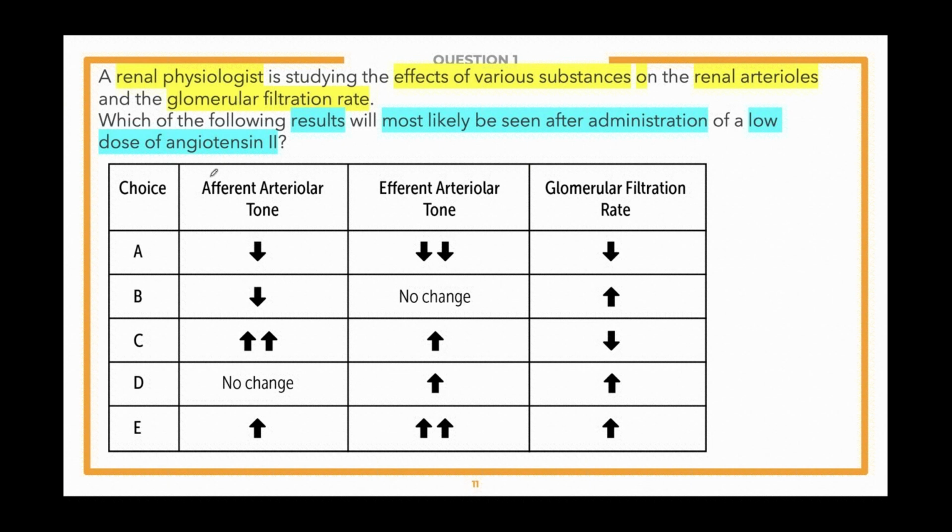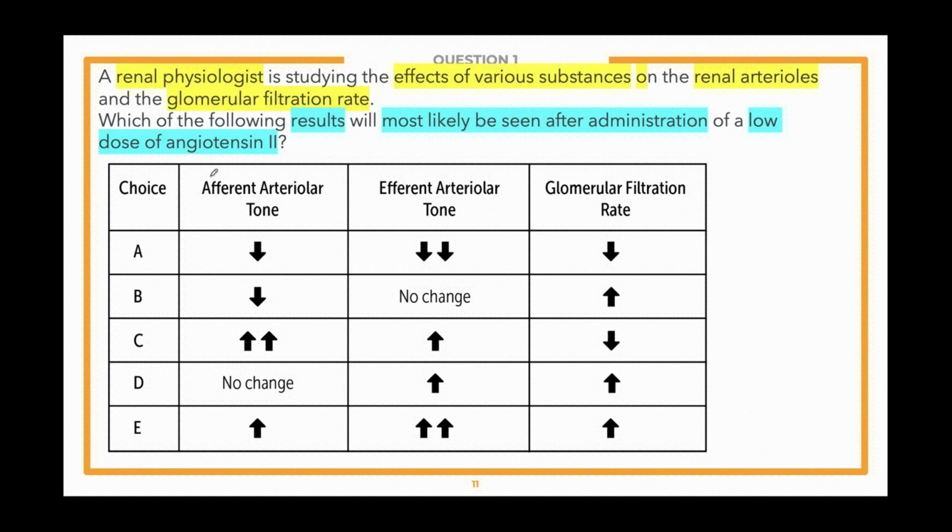Answer choice D is saying that there is no change in afferent tone, which is probably something that was selected highly, but angiotensin II actually does affect both afferent and efferent. It's just which one predominates at which dose, okay? Answer choice C would be more consistent with higher dose angiotensin II. Answer choice B is incorrect because it's saying there's no change in efferent tone, which we know is false.